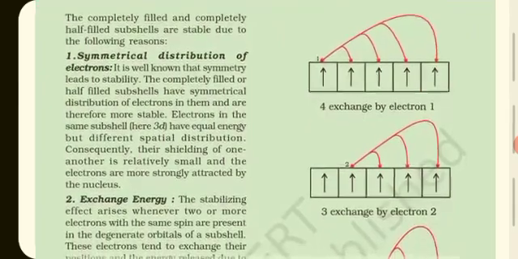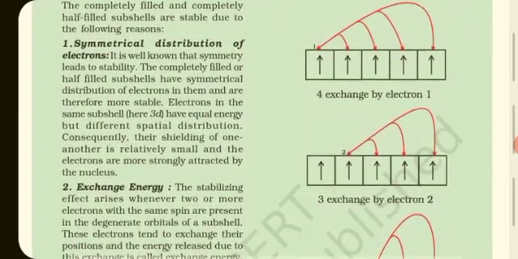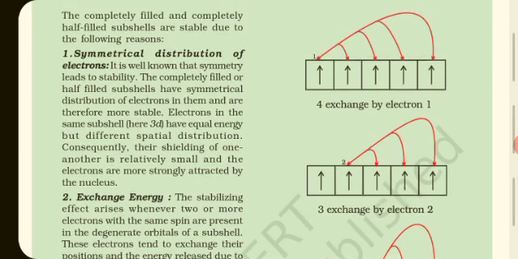The completely filled and completely half filled subshells are stable due to the following reasons. First, symmetrical distribution of electrons. It is well known that symmetry leads to stability. The completely filled or half filled subshells have a symmetrical distribution of electrons in them and are therefore more stable. Electrons in the same subshell, here 3d, have equal energy but different spatial distribution or orientation. Consequently, their shielding of one another is relatively small and the electrons are more strongly attracted by the nucleus.